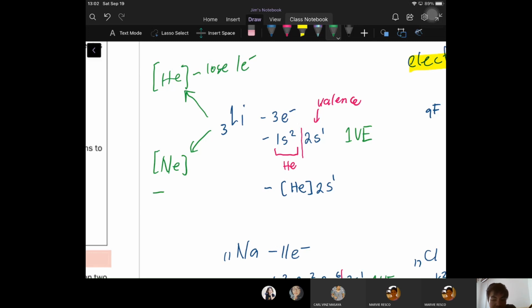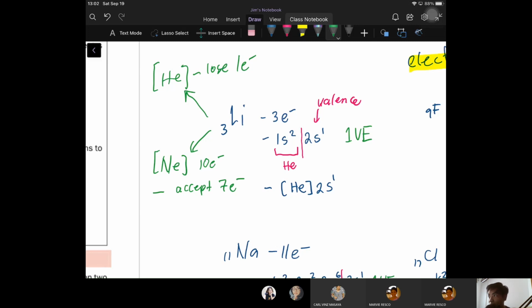Pero kunwari, paano naman kapag neon yung gusto niya? Again, ilang electrons yung neon? 10 electrons. Ilang electron meron siya? 3. So ilan yung kulang? 7 electrons. So that means for lithium to be neon, kailangan niya mag-accept ng 7 electrons. So kailangan niya madagdagan, magiging 2s2 pati 2p6. Kailangan niya tumanggap ng 7 electrons para maging 10 yung electrons niya, which will correspond to neon.